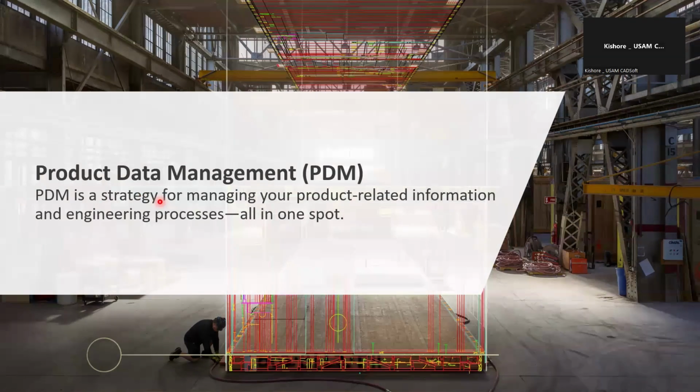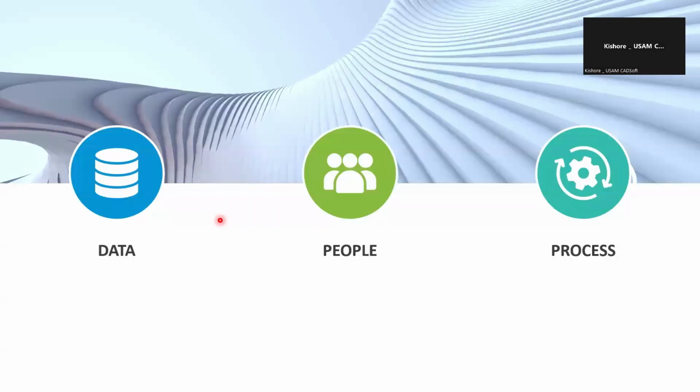So basically PDM is just a software for managing your product related information, and the product related information might be a BOM, the product related information might be a technical documentation, might be an assembly file, a part file, a CAD model, a drawing. So product data management software comes in to maintain all of this in one spot for the entire engineering process, right?